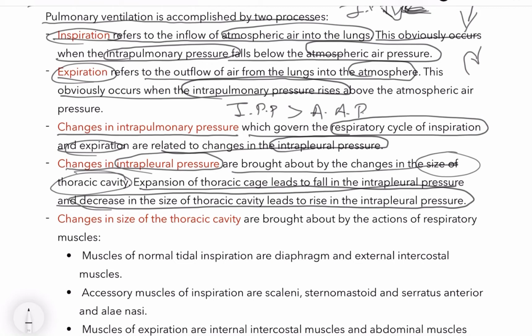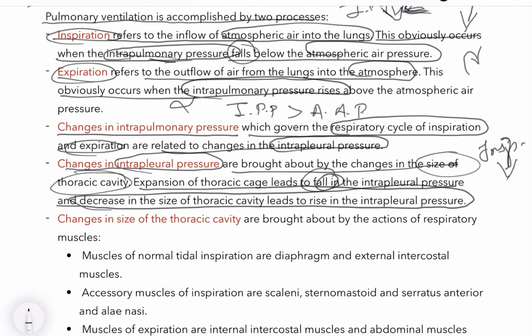Now let's understand this. Expansion of the thoracic cage means what? When there is entry of air, that is inspiration. So when there is inspiration, it leads to a fall in intrapleural pressure. As we have seen, intrapulmonary pressure falls because intrapulmonary pressure is directly proportional to intrapleural pressure. So if intrapleural pressure falls, intrapulmonary pressure is also going to fall.